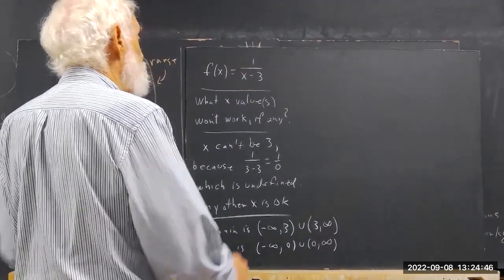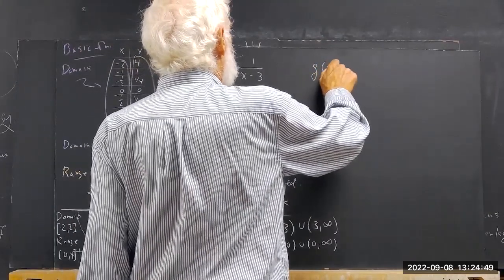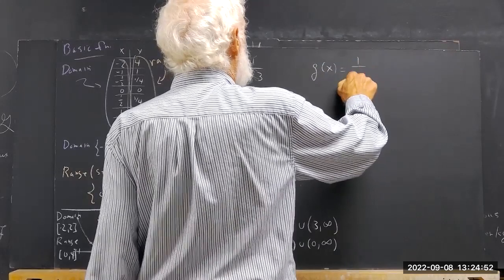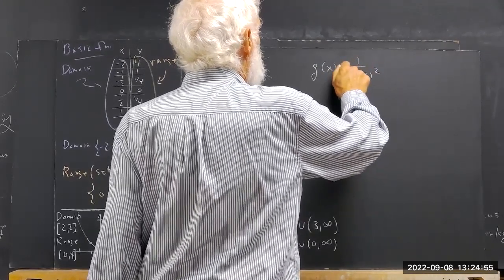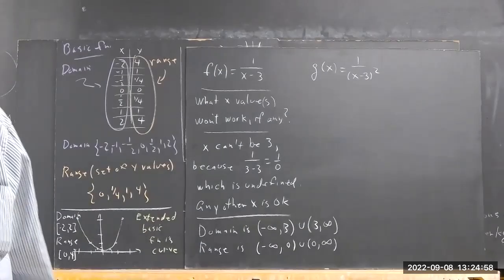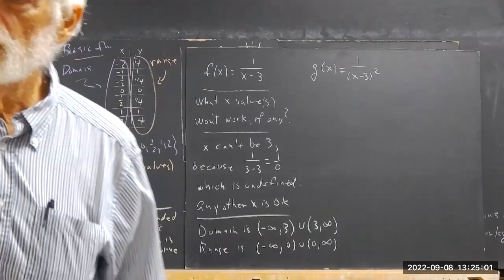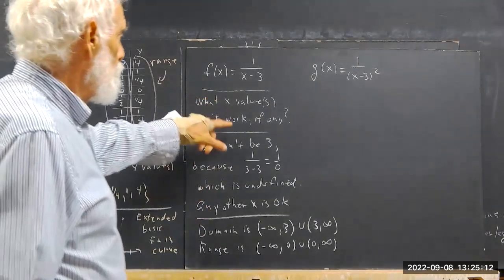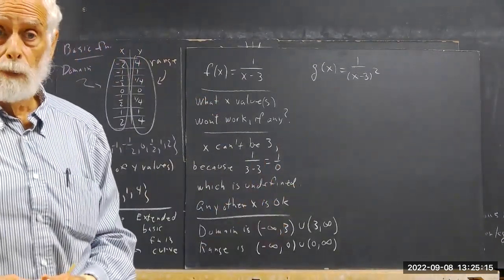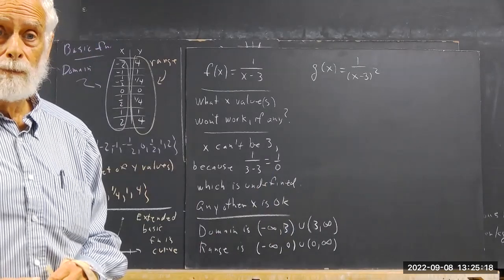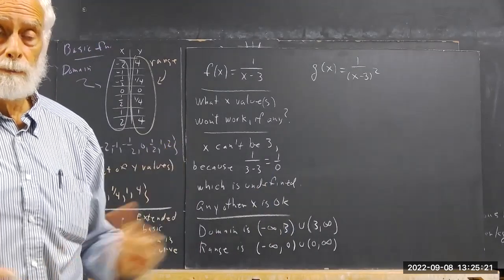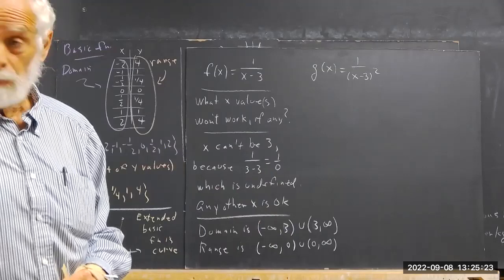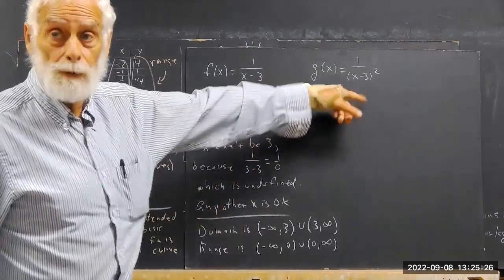What about u of x equals 1 over x minus 3 quantity squared? How does that differ? Are there values that won't work? Can you show me a value that won't work? Any number you can't plug in here doesn't work. You can't plug in 3, because again, it gives you 0 in the denominator. 0 squared is still 0.